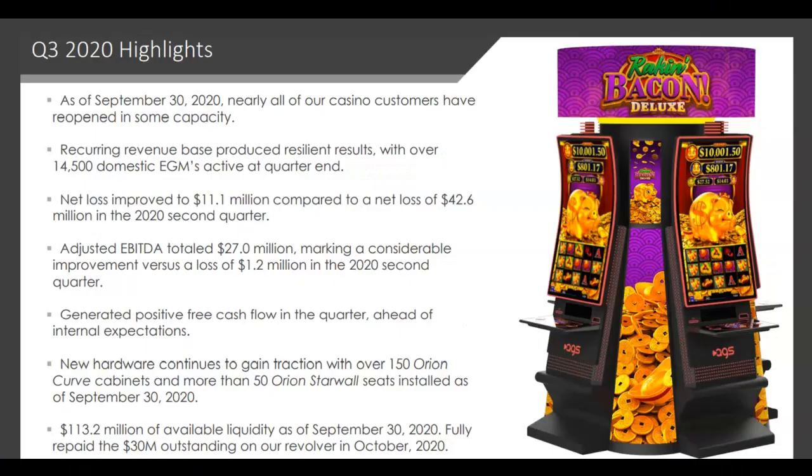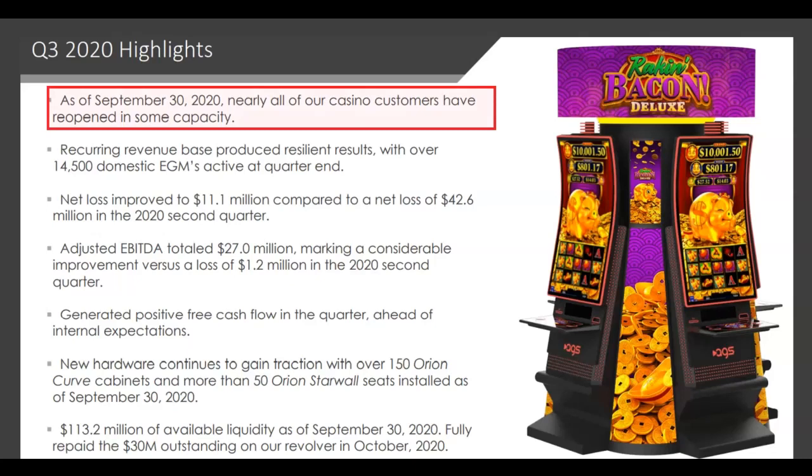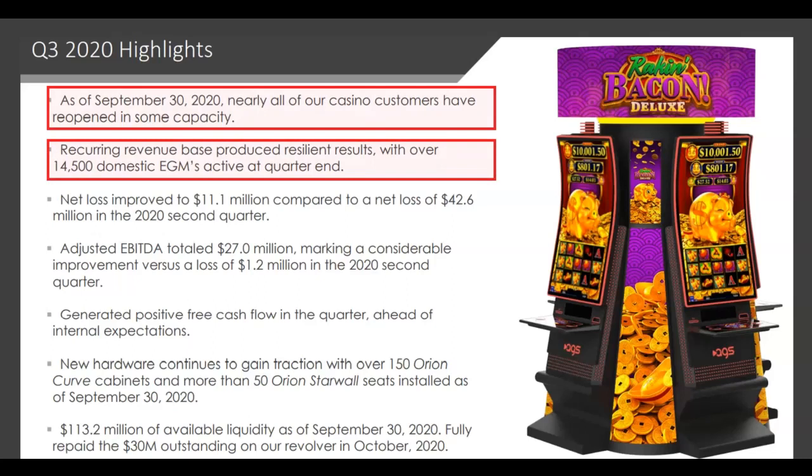Now, because of the shutdown, their business was hit rather hard, but judging from a couple slides from their investor presentation, it looks like things are picking up quickly. They say as of September 30th, 2020, nearly all of their casino customers have reopened to at least some capacity. And the recurring revenue base produced resilient results with over 14,500 domestic electronic gaming machines active at the end of the quarter, and their net loss improved to $11.1 million compared to a net loss of $42.6 million in the 2020 second quarter, so things are moving in the right direction.